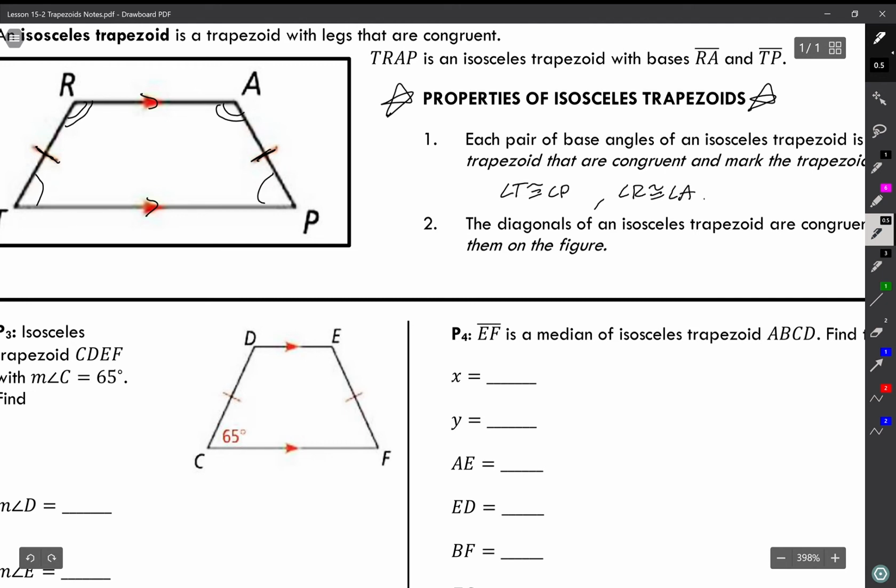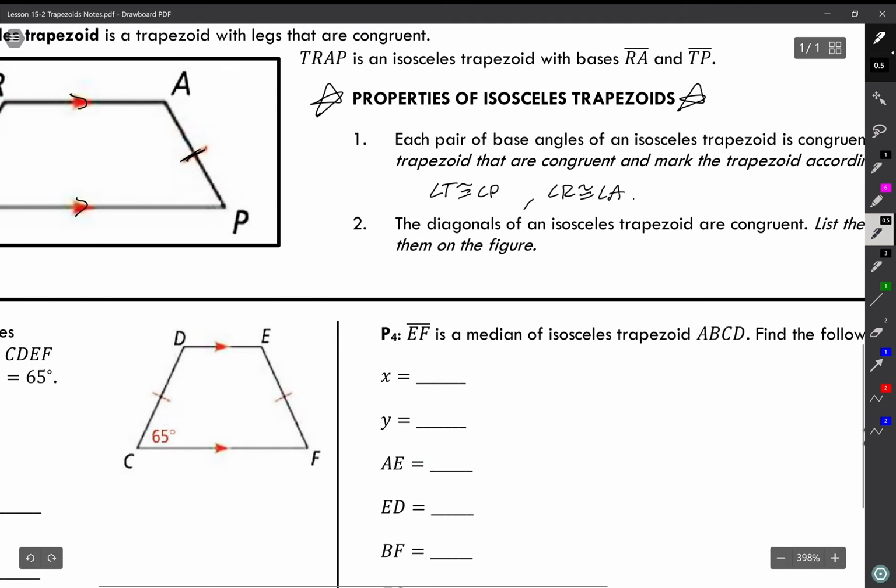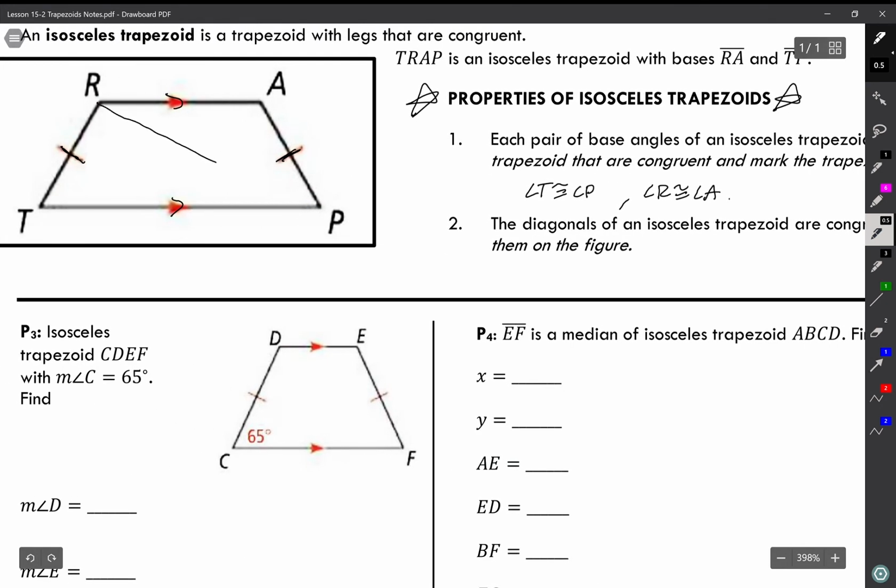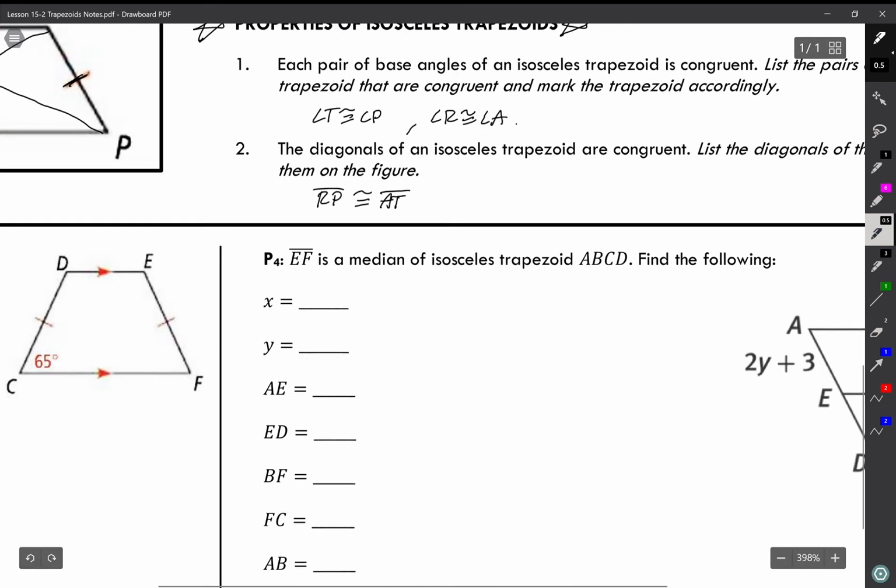Awesome. So next it says the diagonals of an isosceles trapezoid are congruent. So I draw these two diagonals. These two lines I've drawn are congruent based on that. Those two lines are written as RP being congruent to AT or TA, whatever you want to say.